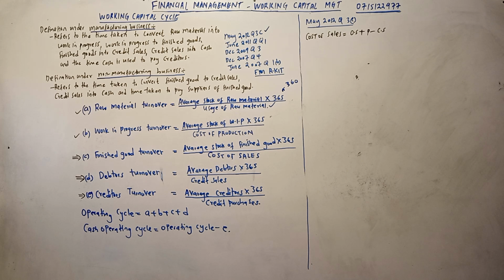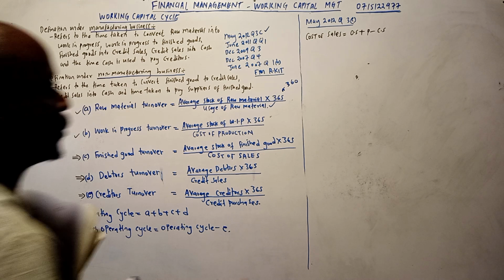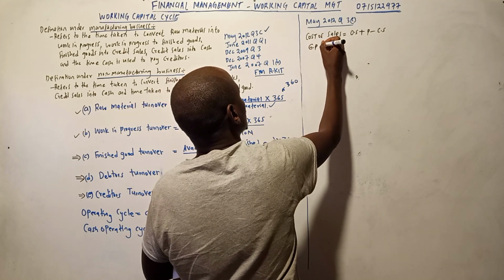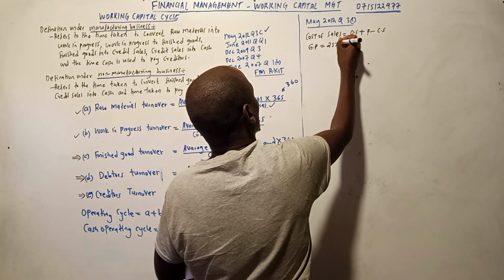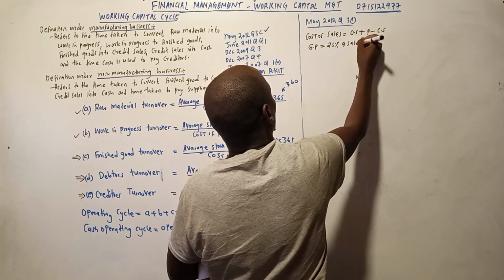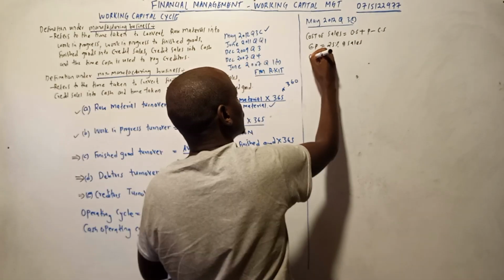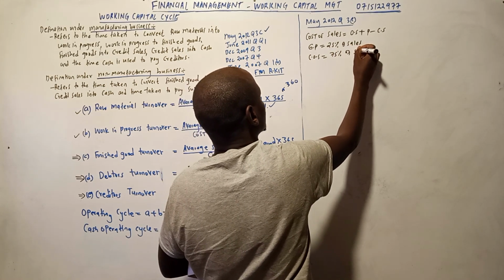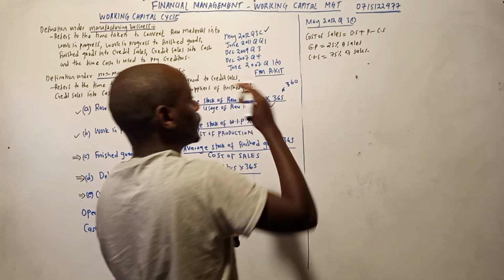Now, above, they have told us that gross profit margin is 25% of the sales. So that means gross profit is equal to 25% of sales. What does that mean? It means that cost of sales is 75% of sales. So cost of sales is 75% of the sales.